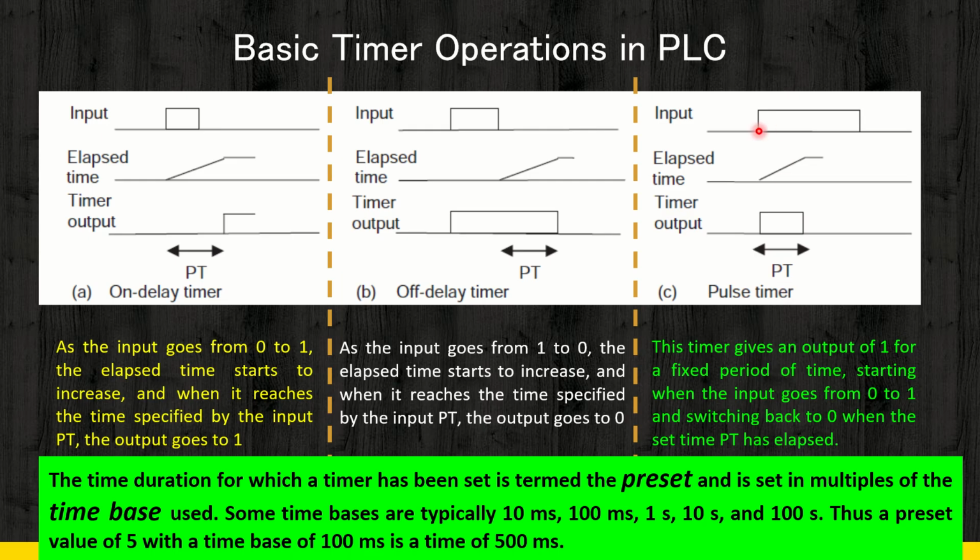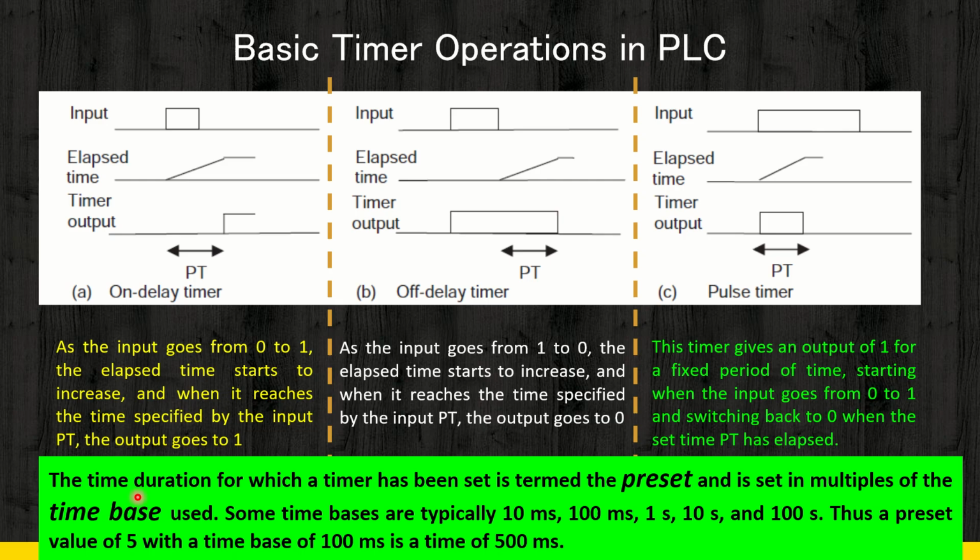And finally, you have the pulse timer. For the pulse timer, you need a continuous input, and for your preset duration of time, you will get the pulse. This timer gives an output 1 for a fixed period of time, starting when the input goes from 0 to 1 and switching back to 0 when the set time PT has elapsed. PT, the preset time, is completed. Completed means elapsed. That's why the name elapsed time, khatam hone wala waqt.